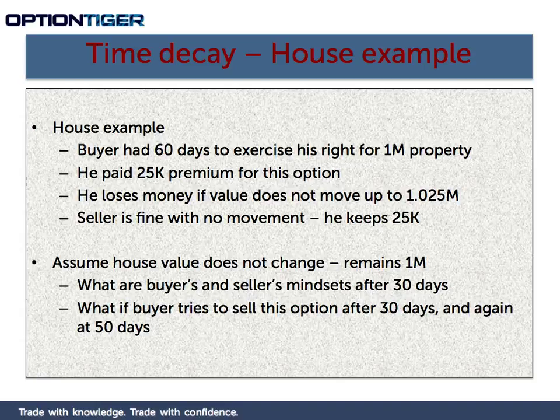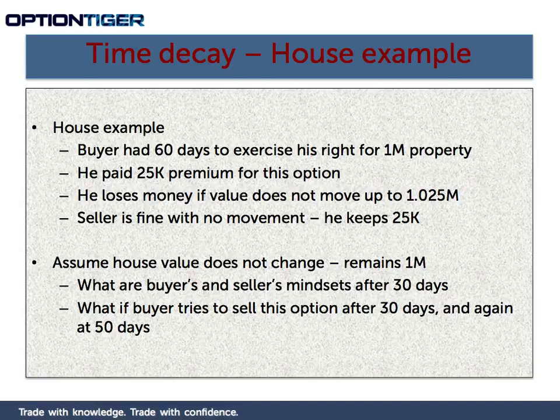So now, obviously, what happened to the 10,000? The 10,000 was lost in time decay. And this is why options are considered wasting assets, because every day of the life of that option, it loses a certain amount of its value due to time decay.